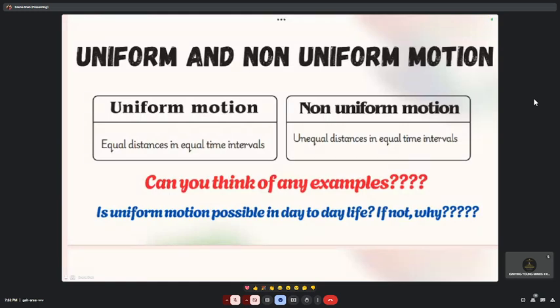Ma'am, because each day our routine will be changing. What will be changing? Our daily routine, ma'am. Routine. Okay, I'm not saying that. I'm saying, let's say like you gave an example, a car moving on a highway. Why does it also not have uniform motion? Due to some traffic, ma'am.